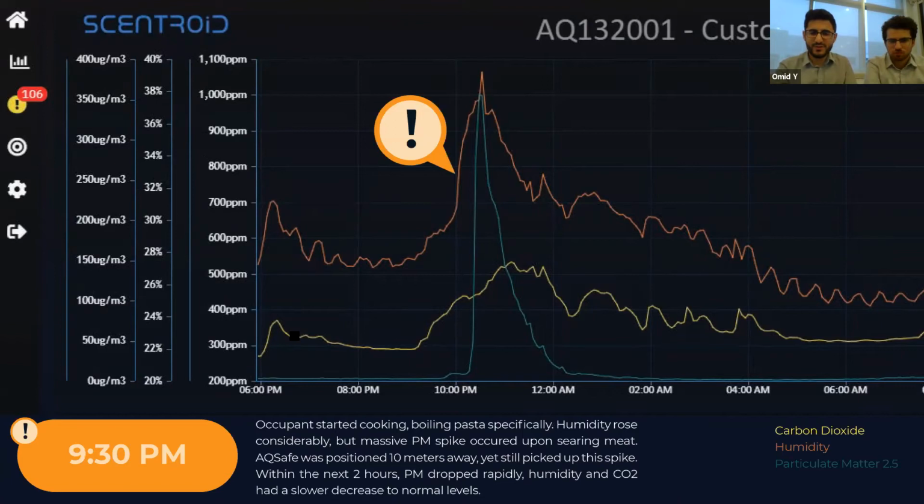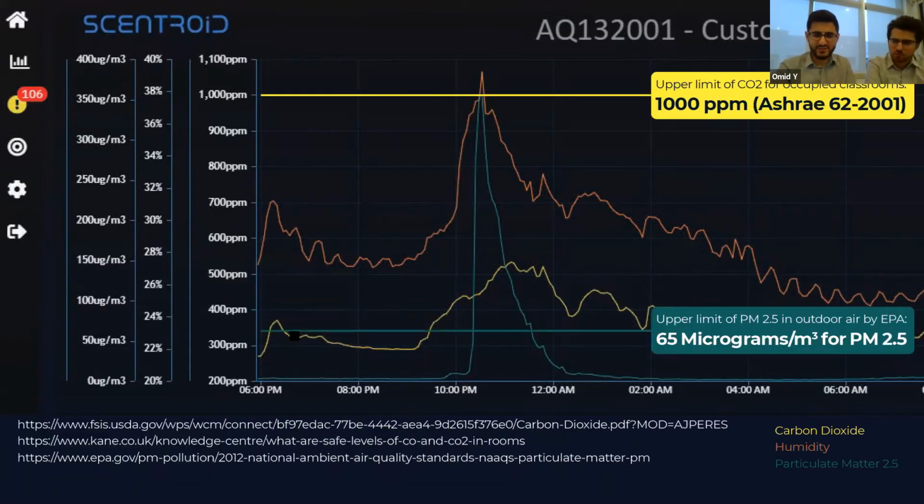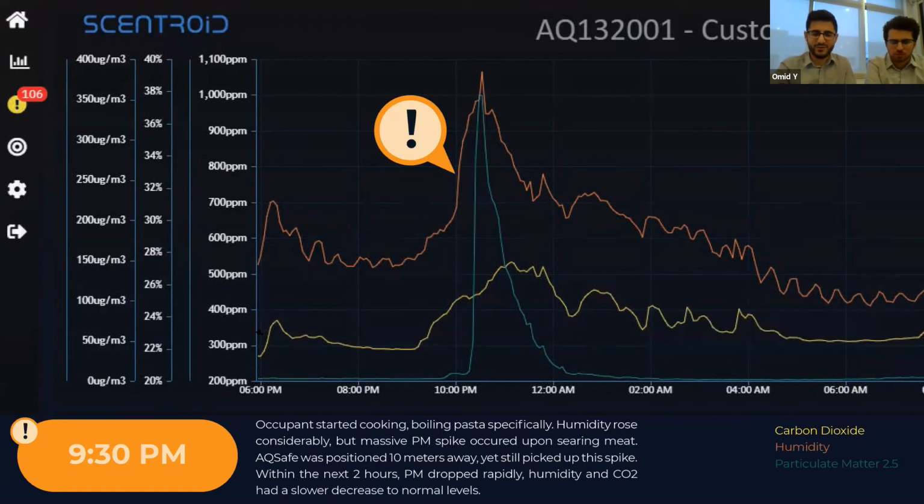But more interestingly, you can see here that there's a massive spike of particulate matter as well as humidity. And that corresponds to cooking. Here we were boiling pasta indoors, and so you can see the humidity was considerably increased. And then right after that, we see that the levels were dropping once the cooking was finished.